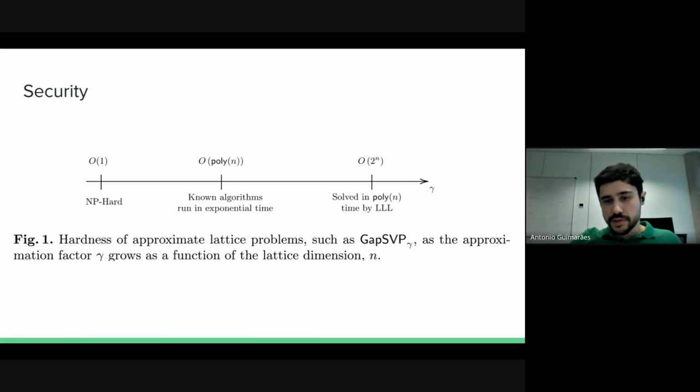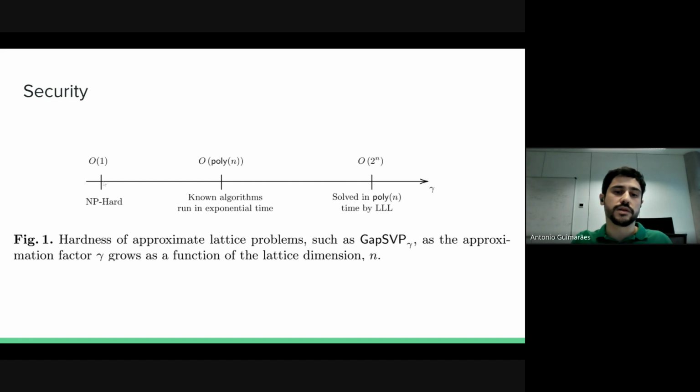The first one, and perhaps the most important one, is security. Essentially, FHE and LWE are based on reductions to problems such as gap SVP, and these reductions have approximation factors. At a very high level, these approximation factors depend on the asymptotic relation between the modulus and the security level. And what you have is what this image shows.